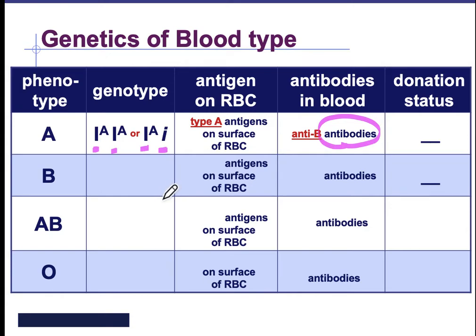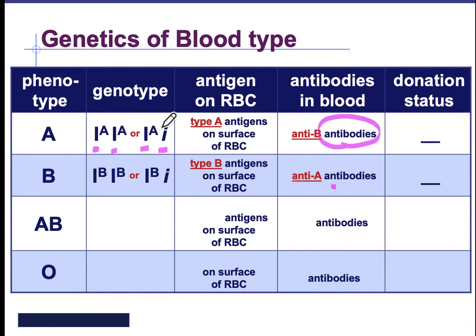If you have B blood, it's the same idea. You have two alleles. You can have two alleles that say B, or you can have one that says B and one that says O. You would have type B antigens on the outside of your red blood cell, and because you don't like A, you would have anti-A antibodies. So these antibodies are going to attack any A antigens that come in.